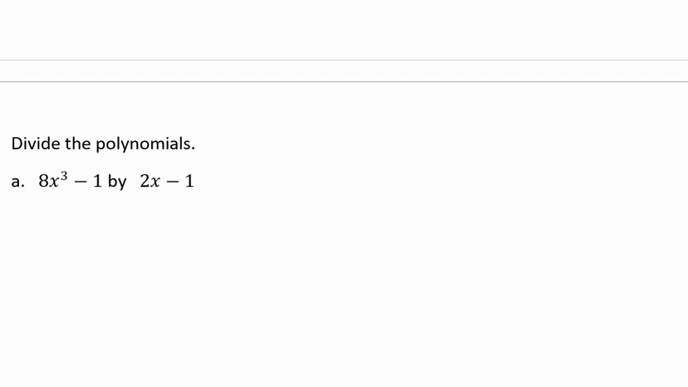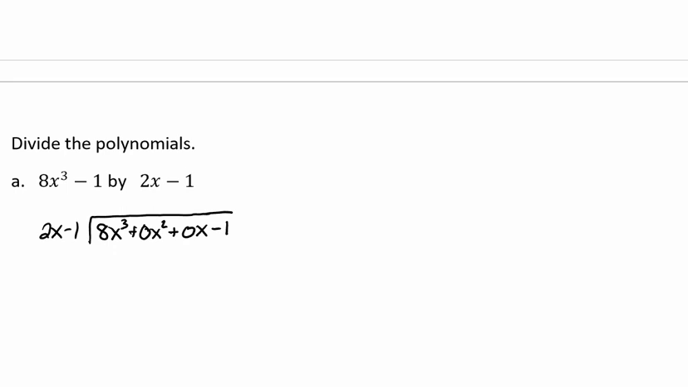So let's go ahead and set that up. We'll have our 2x minus 1 divides. Now, we have our 8x cubed, but there's no x squared. So we put 0x squared plus 0x minus 1, because we need to make sure that every power is represented, right? So that we insert placeholders with 0 coefficients for missing powers of the variable. And that's what we've done. So here are our 0 coefficients for those missing powers. And so now we're ready to divide.